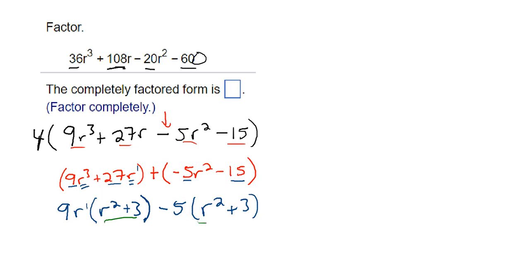Now these match each other, so now I can complete the process, which is factor out the greatest common factor, which is the r squared plus 3, write it one time in front of a set of parentheses, and then inside that set of parentheses, rewrite what's left over, which is 9r minus 5.